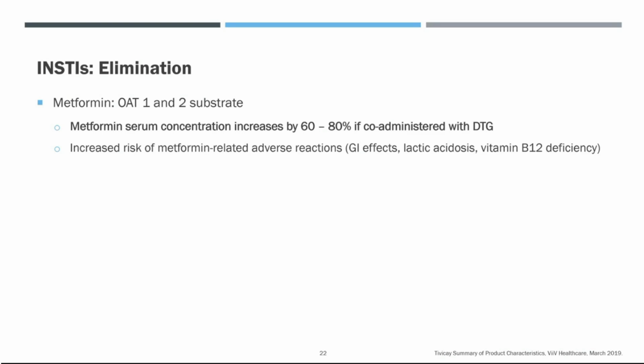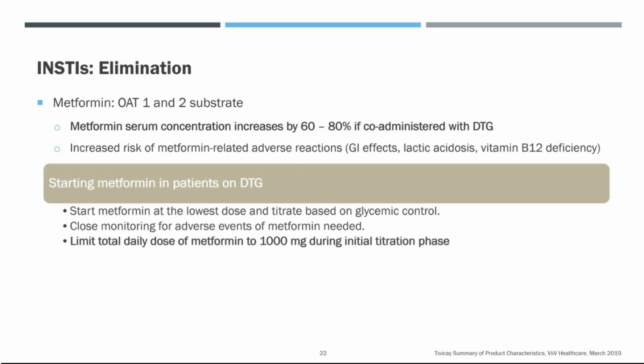So there are multiple mitigation strategies available. But for patients already taking dolutegravir that are newly starting metformin, you will have to start their metformin at the lowest dose and titrate slowly up based on their glycemic control. And make sure to closely monitor for any signs of metformin-related side effects. But the biggest part is limiting their total daily dose of metformin to 1,000 milligrams per day during the initial titration phase.